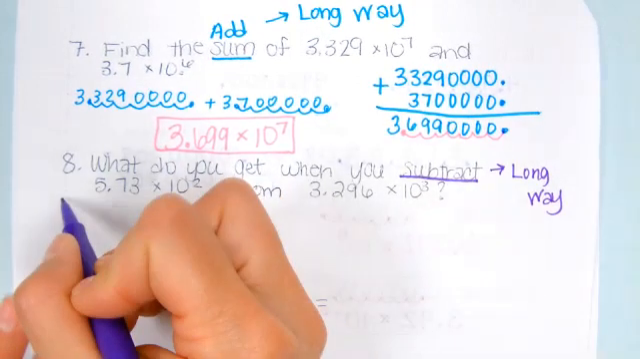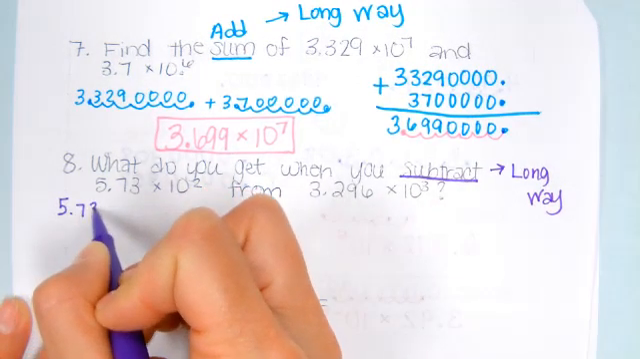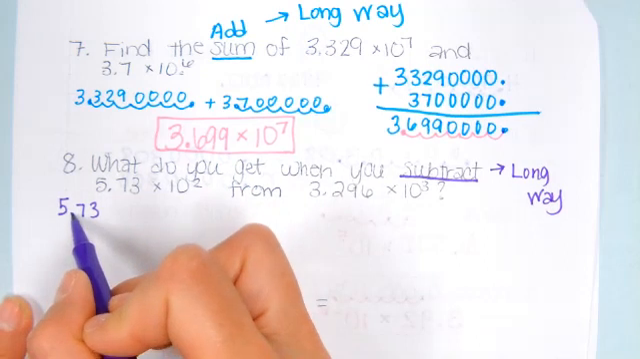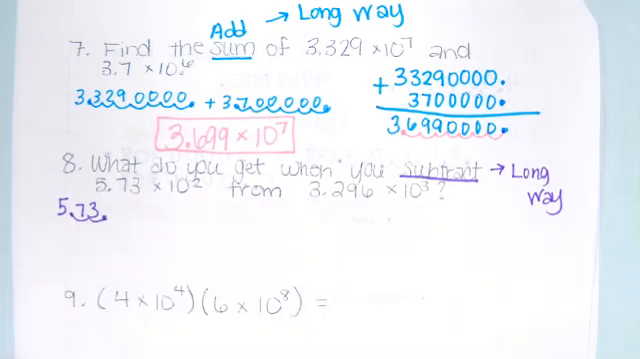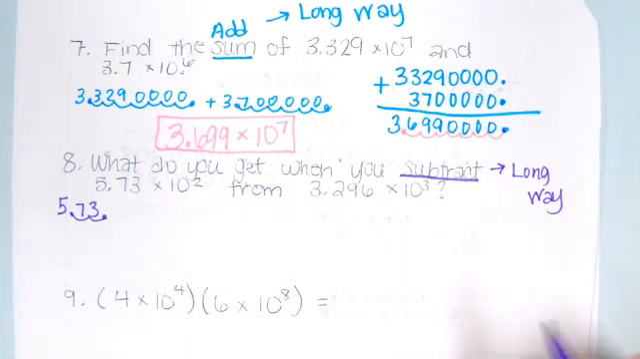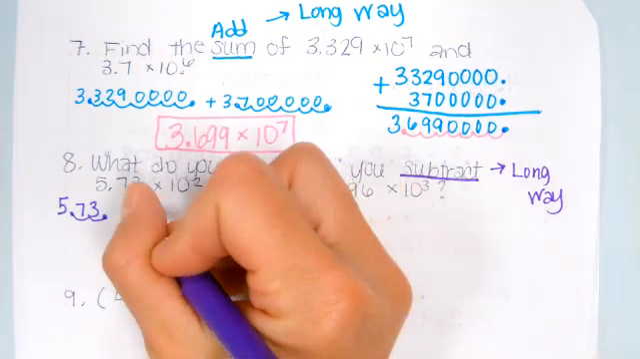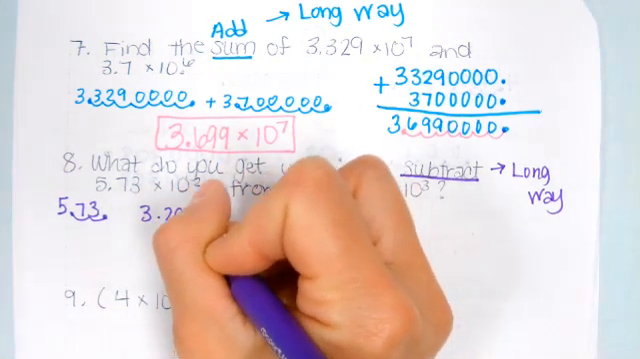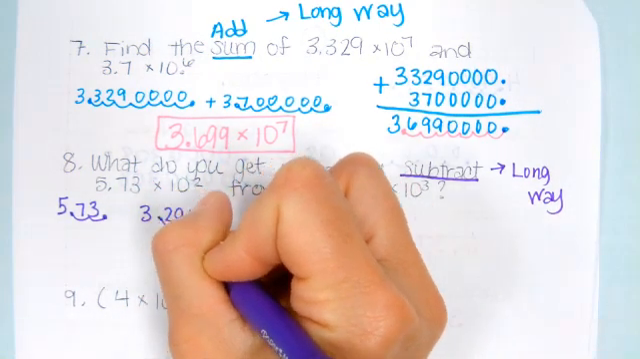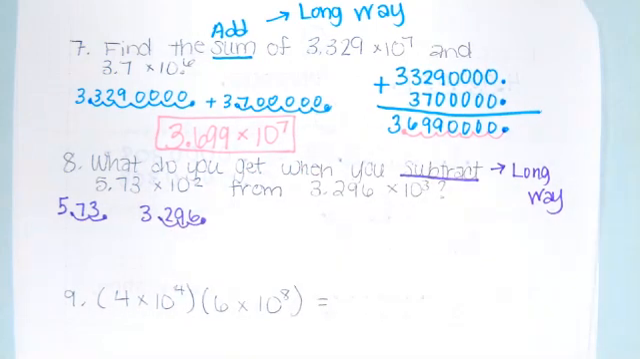5.73 times 10 to the 2. All right, that's easy. Let's move it out 2 spots. 1, 2. Do you even need to add zeros? No. All right, 3.296 times 10 to the 3. 1, 2, 3. Ooh, these don't even have any zeros. You still have to line them up.